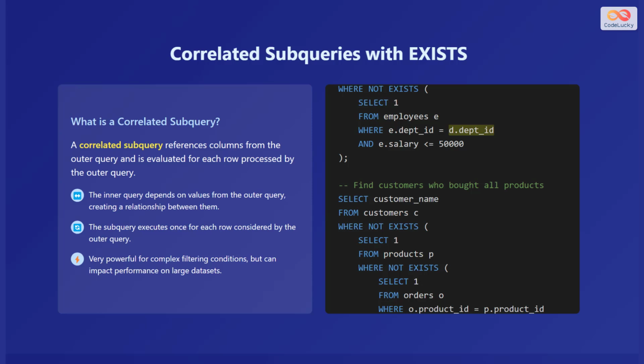Here is an example. Select department_name from departments D where not exists. Inside parenthesis, select 1 from employees E where E.department_ID equals D.department_ID and salary is less than or equal to 50,000. Another example, select customer_name from customer C where not exists. Inside parenthesis, select 1 from products P where not exists. Inside parenthesis, select 1 from orders O where O.product_ID equals P.product_ID and O.customer_ID equals C.customer_ID.